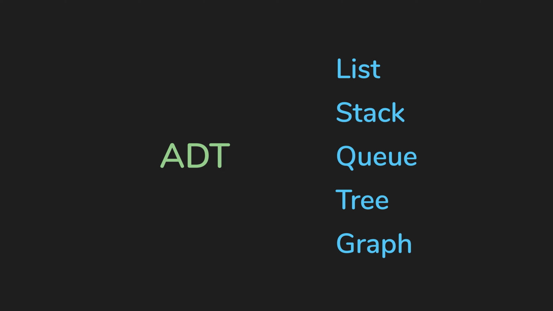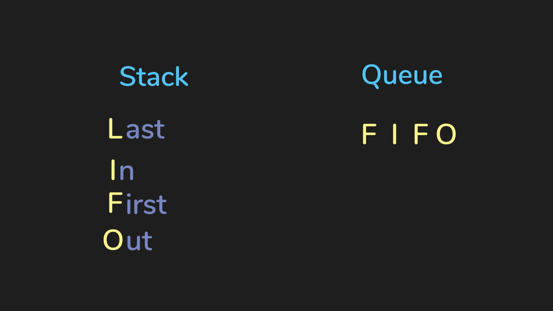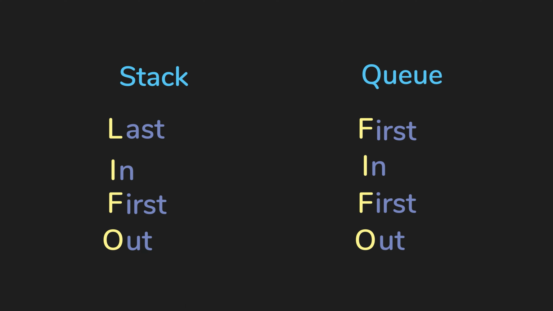Two of the most studied basic ADTs are the stack and the queue, because they are kind of like two sides of the same coin. At a high level, a stack is a LIFO, aka last in, first out collection of elements, while a queue is a FIFO, aka first in, first out collection of elements.